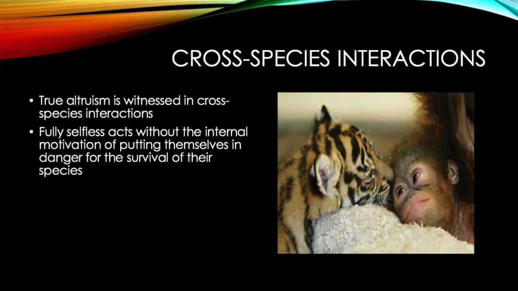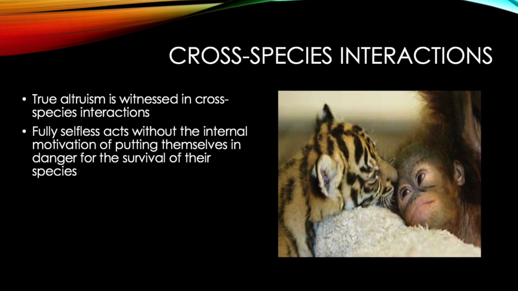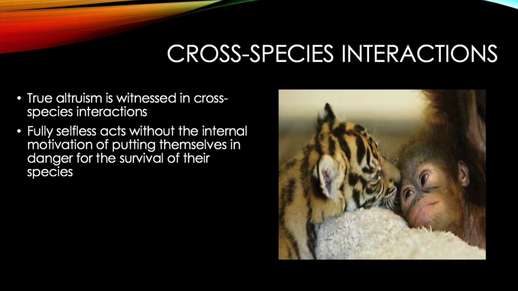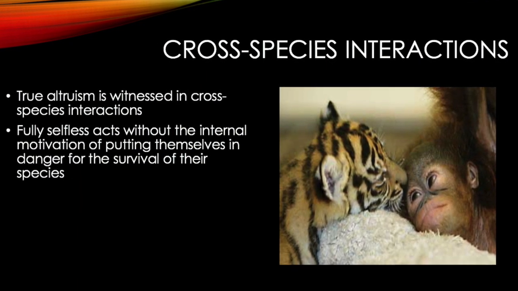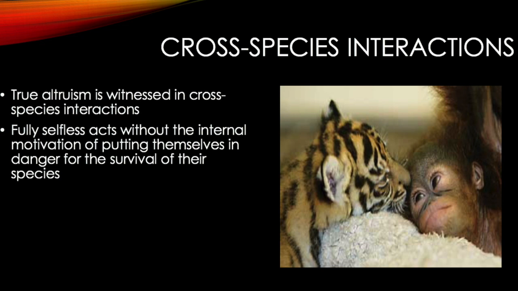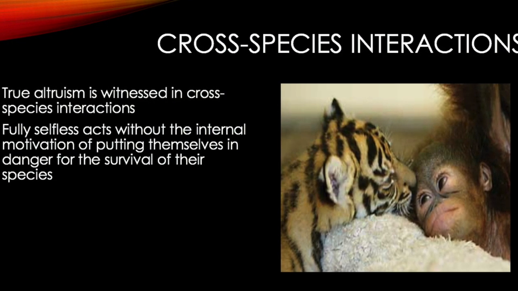While altruism is seen often among members of the same species, where animals put themselves in danger to help others to promote the survival of their species, true altruism is better displayed in cross-species interactions, where animals are aiding others in surviving without even having the reason of promoting their species' survival. This is seen through the following examples.